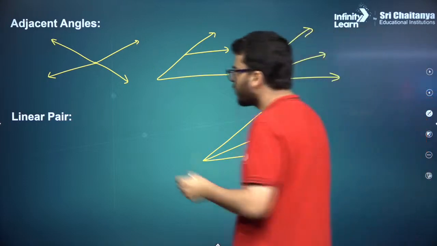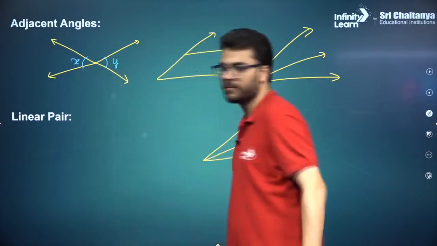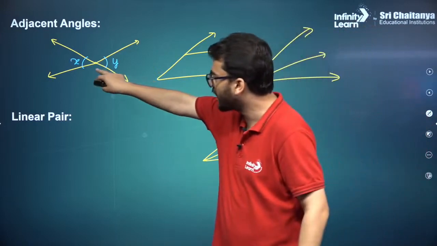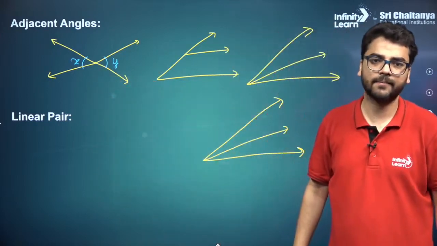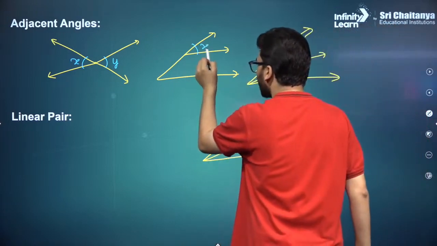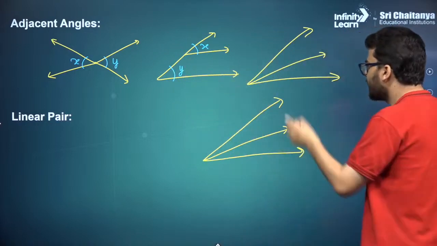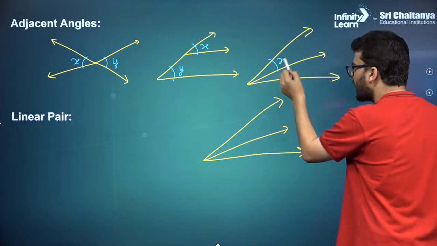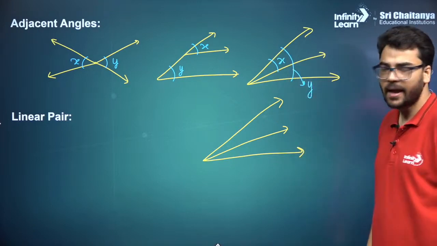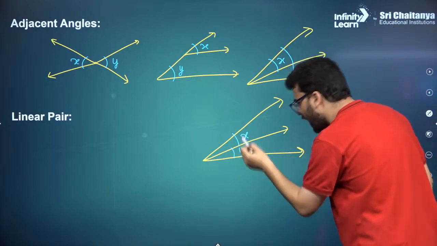Can you tell me, if I have got angle x and angle y, are they adjacent angles? Tell me. Are they adjacent angles over here? In the first case, are these angles adjacent? And suppose this is angle x over here and this is angle y, are these angles adjacent? And suppose in this case, this is angle x and this total is angle y, are these adjacent? And in the last case, if this is angle x and this is angle y, are they adjacent?